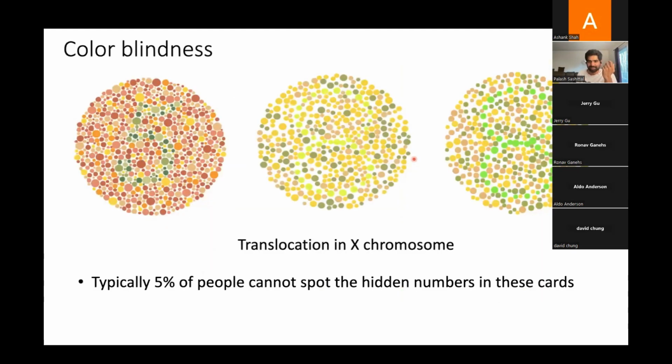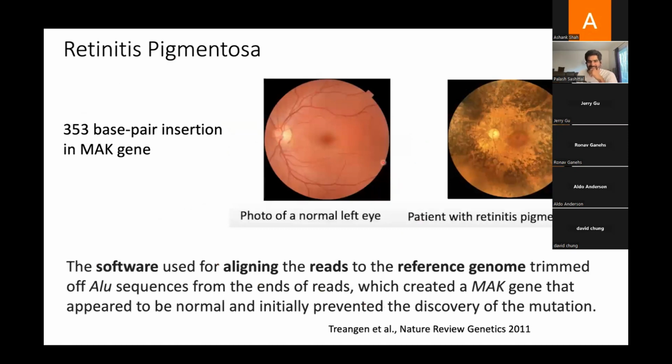Okay, so this is an interesting story because it turns out the software that the researchers used to align the reads to the reference genome made some mistakes. Because of those mistakes, the MAC gene looked normal even for people who had the disease. And it was only by pure accident that they were able to go back and see that some of the reads that were trimmed or discarded by the software actually had this information about the 353 base pair insertion. Later on, it was validated by orthogonal analysis.